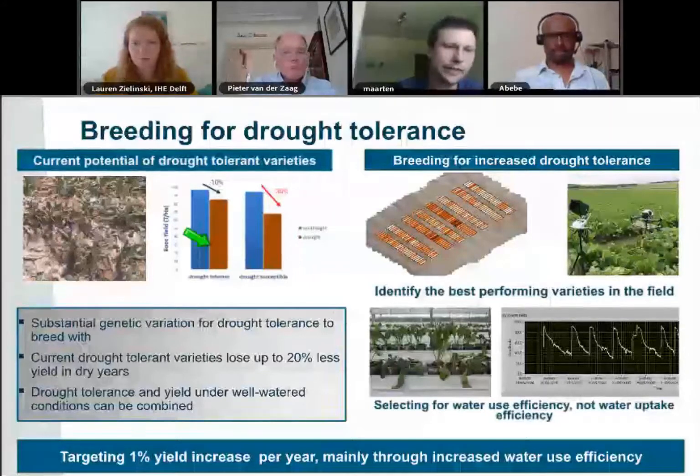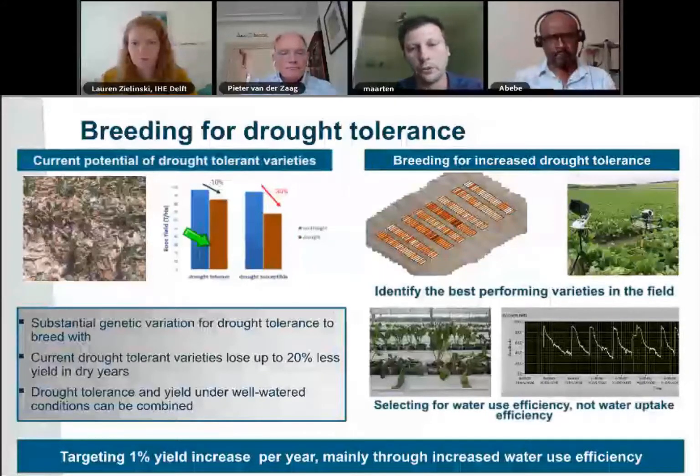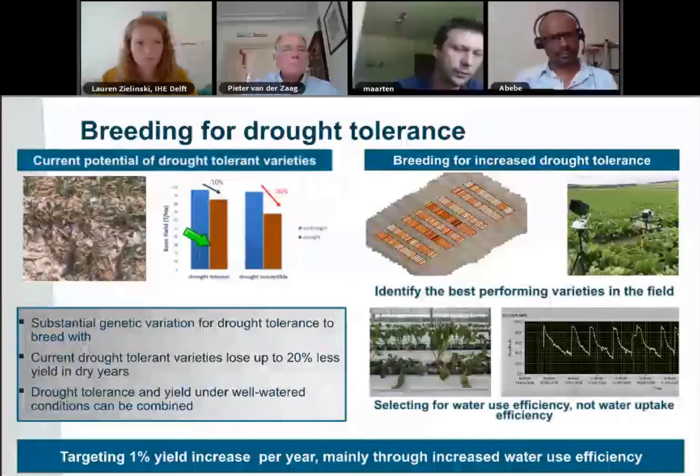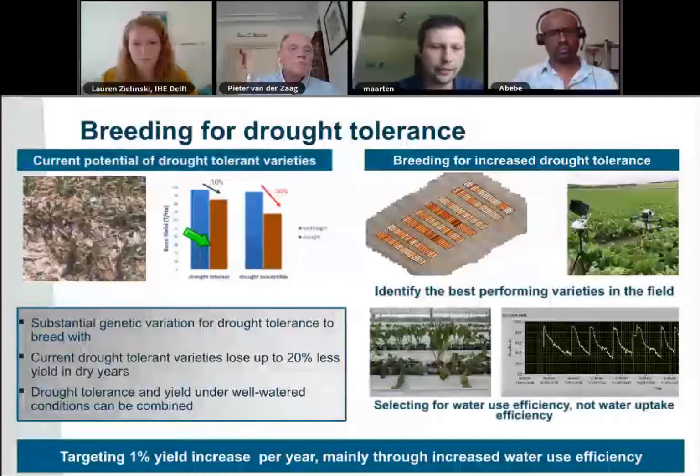So there we start with identifying the best performing varieties under drought in the fields, heavily relying on remote sensing technologies also for that. And those varieties we take to indoor greenhouse screening platforms where we actually verify whether this increased drought tolerance is triggered by an improved water use efficiency rather than with an increased water uptake efficiency, because the latter, we believe, is not really a sustainable strategy because it will only further deplete the soil water availability.